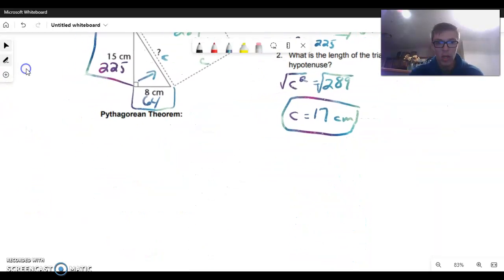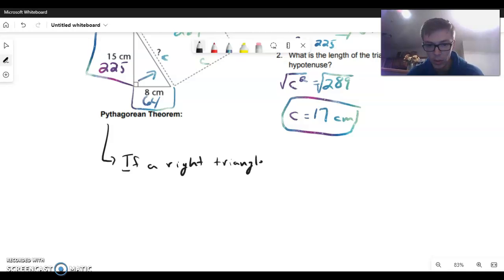So here's the actual definition of the Pythagorean theorem, so please write this down. If a right triangle, okay, this has to be a right triangle. It cannot be anything else. If you do not have a right triangle, this will not work. If a right triangle, then a squared plus b squared equals c squared.